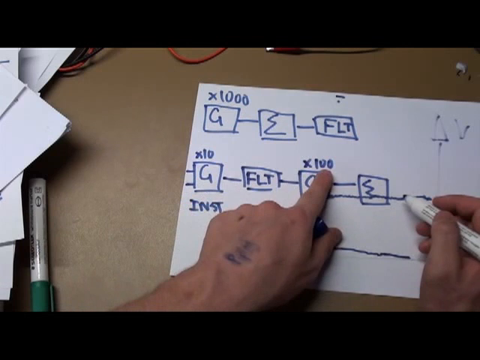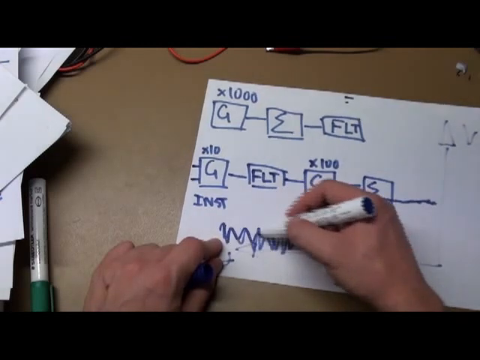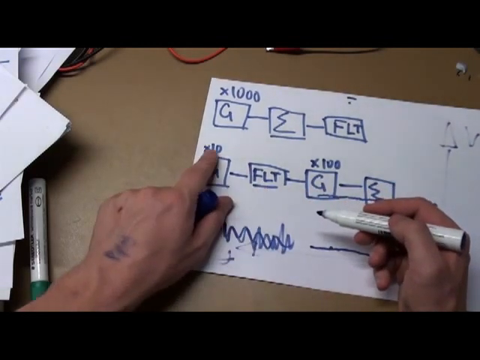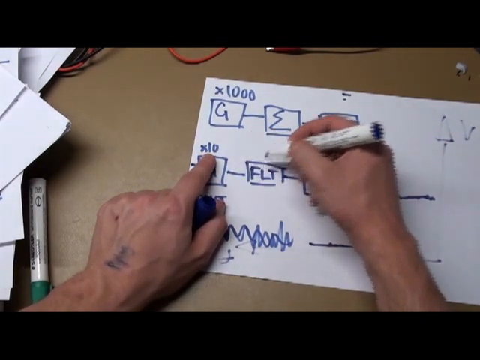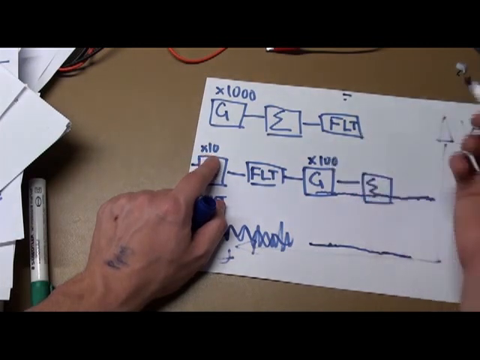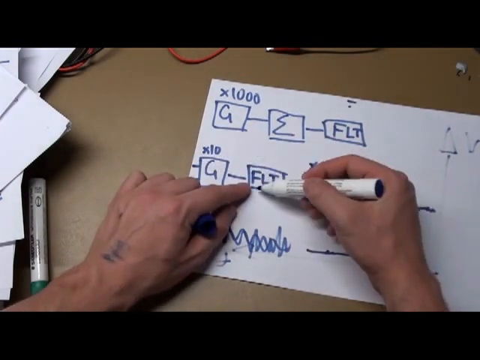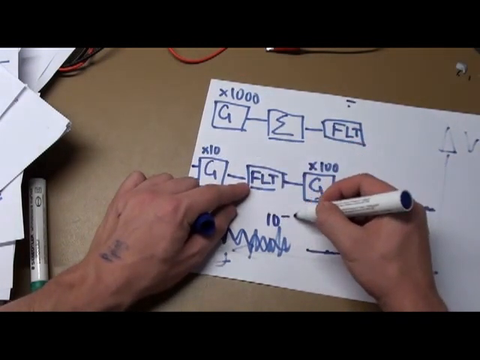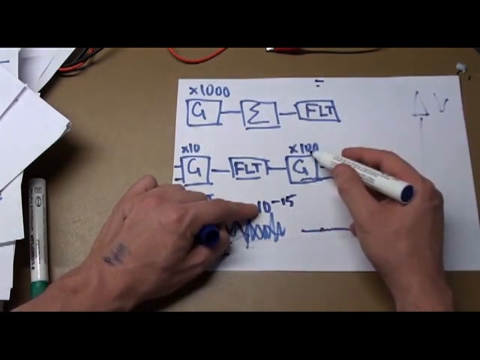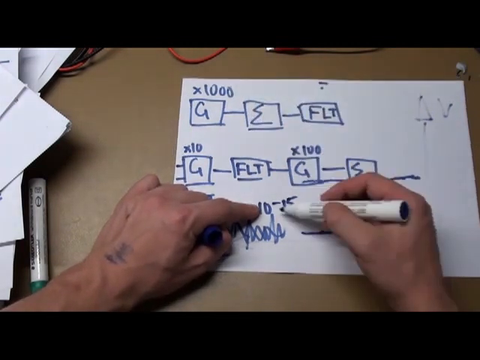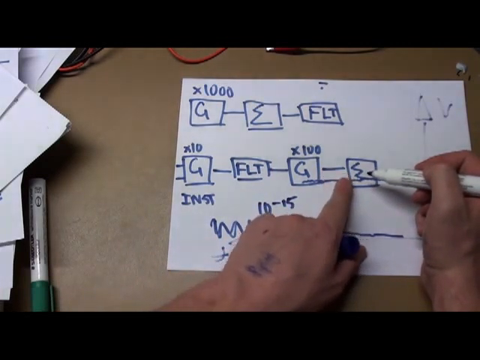So this way we've still got 1,000 times gain. It's still times 10 and then times 100, but we've multiplied all the higher frequencies, all this stuff, by lots of little numbers. So really the frequency we want will be multiplied by 10, multiplied by 1, multiplied by 100, which is 1,000. But then the frequencies that we don't want will be multiplied by 10, multiplied by 10 to the negative, I don't know, 15, and then multiplied by 100. That is most certainly not 1,000. And so that way we get a much cleaner signal out on this side.